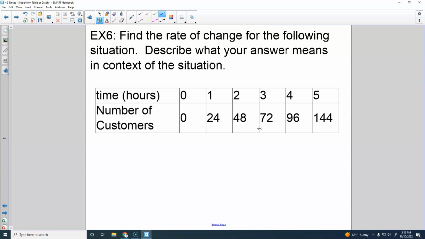So find the rate of change for the following situation. Describe what your answer means in context of the situation. Did this one ask if we have a constant rate of change? It did not. It's basically assuming that there is a constant rate of change. Say that again. You're right, I do have that one wrong. Let me fix it.